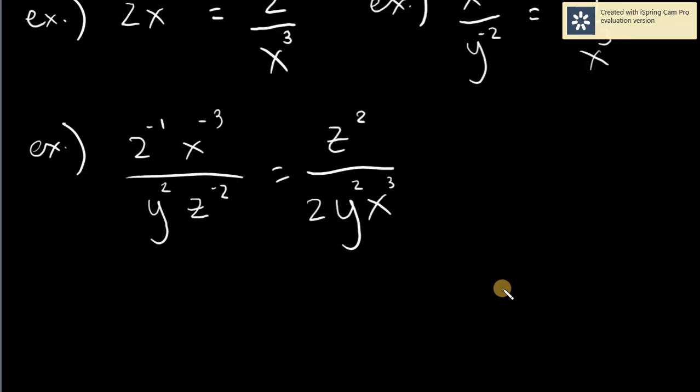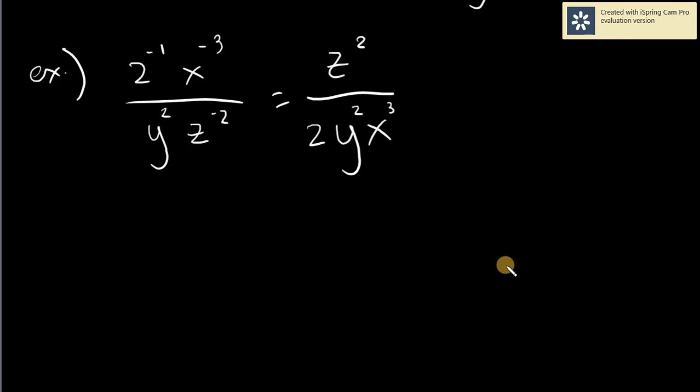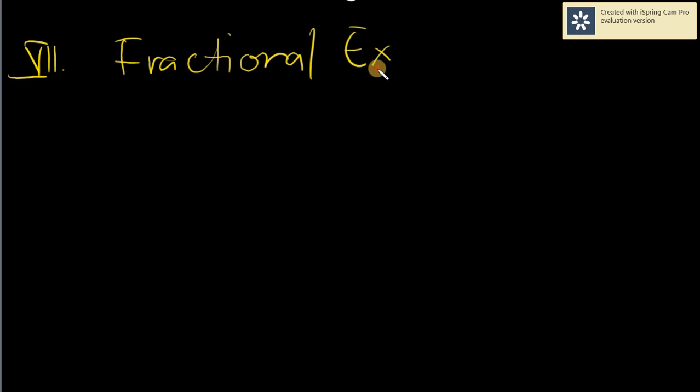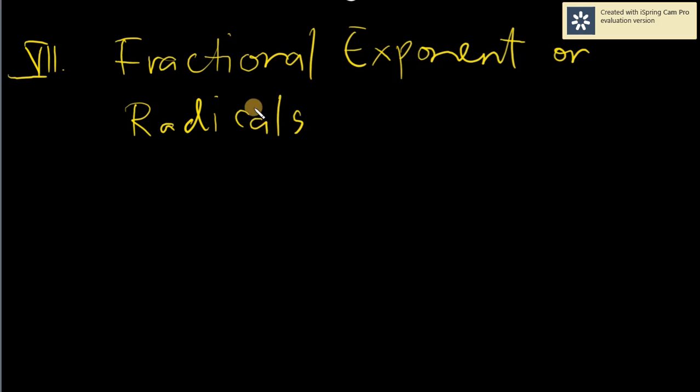And this would be under negative exponents. And the last one is fractional exponents. So we will have this one as our rule number 7. This would be the last one, hopefully. In rule number 7, we have fractional exponents or radicals. Fractional exponents or radicals will be like this.